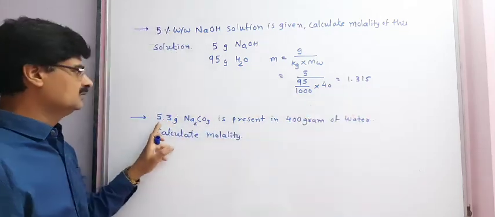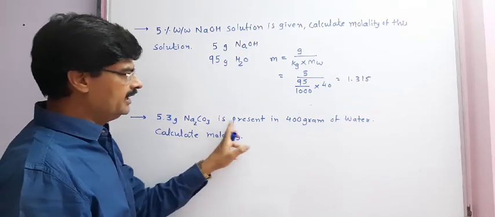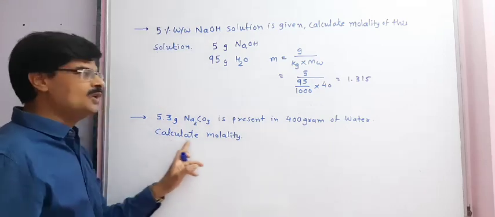In the next sum, 5.3 gram Na2CO3 is present in 400 gram of water. Calculate molarity.